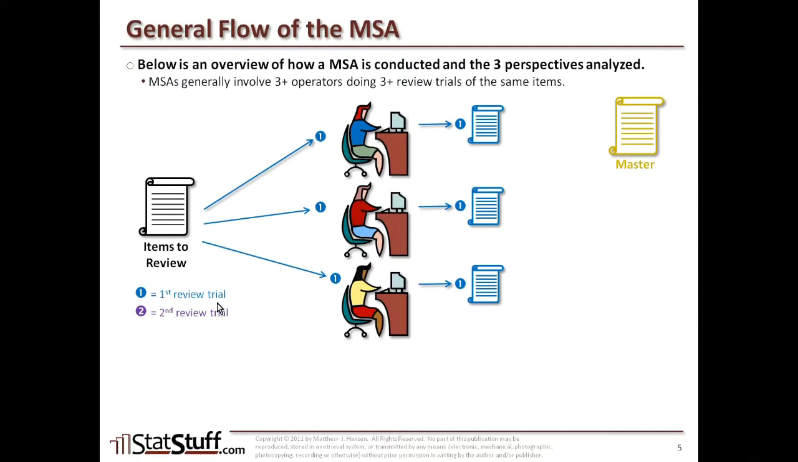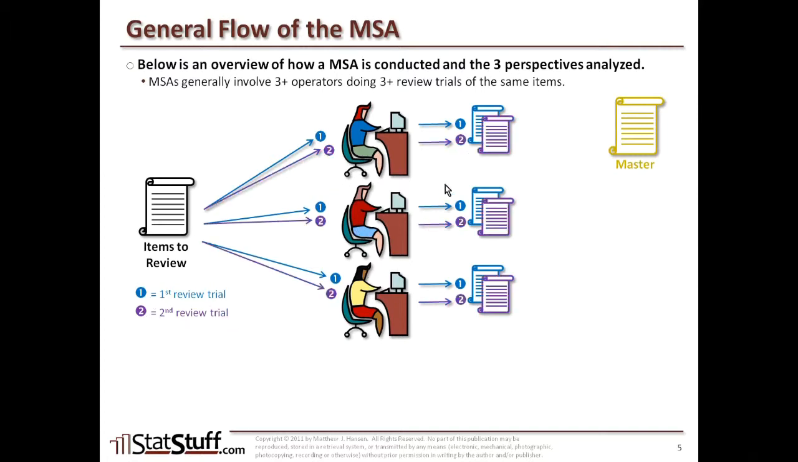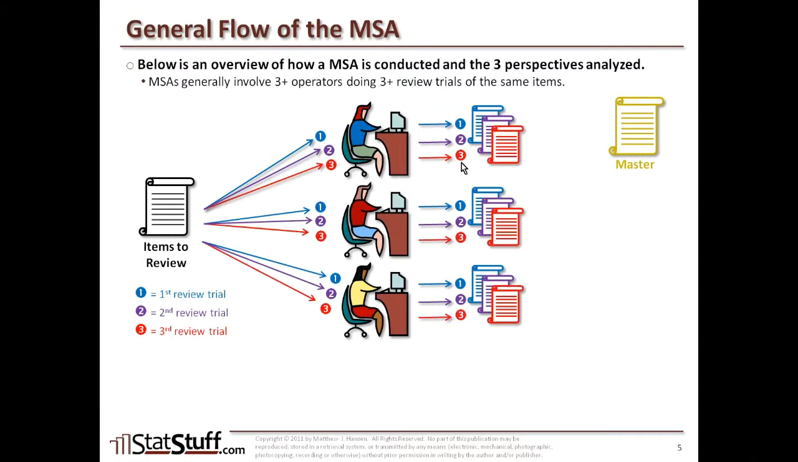Then you also set up a second review trial. In this example, maybe it's the same exact data that you want them to look up, but you don't tell them it's the same data, because maybe they may not realize they're looking at the same thing. You send it to each of those operators, and they create some additional output based off of what you sent them. And then you might have a third review trial with them. You send that third review to each of them, and again, they output a third set of items for you.